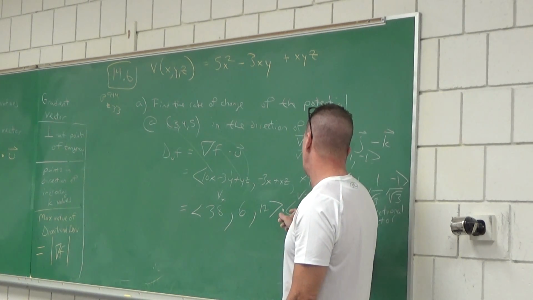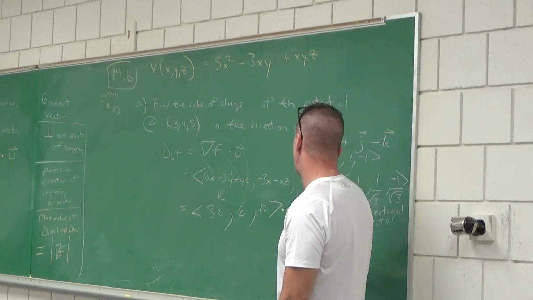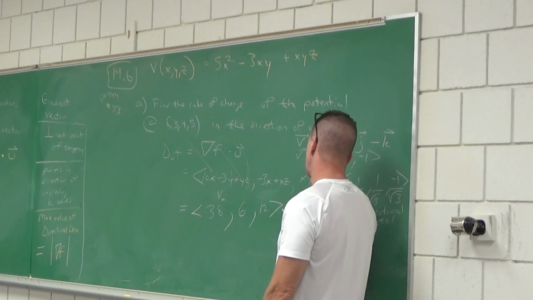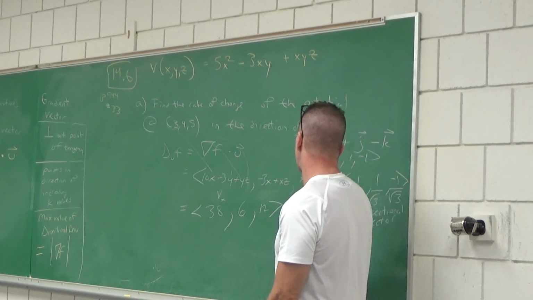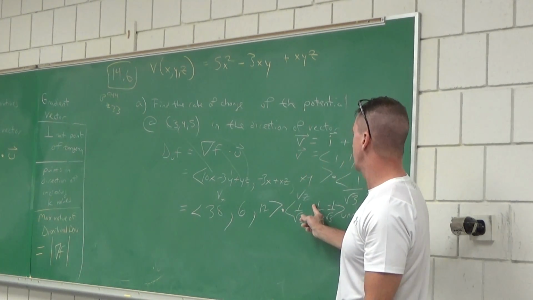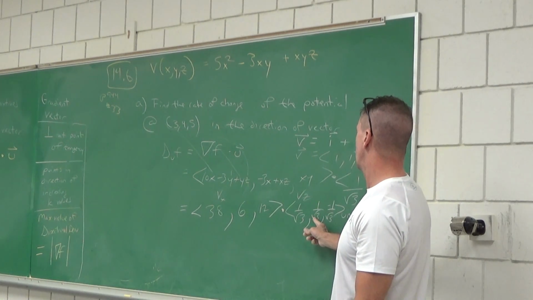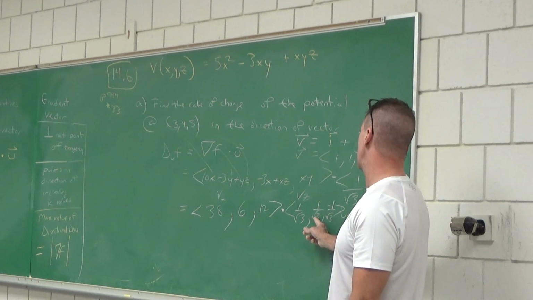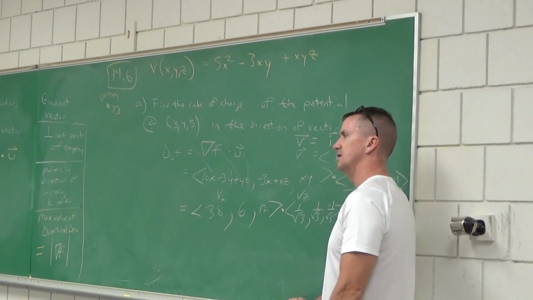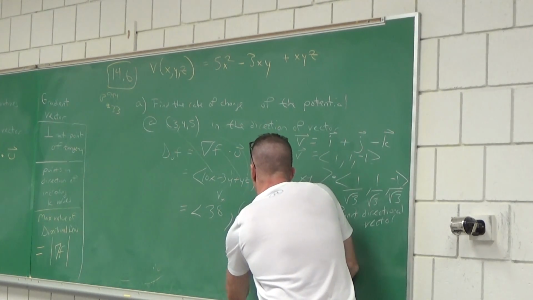I get 42 minus 12 over root 3. So 38 plus 6 would be 44 over root 3, minus 12 over root 3 gives me 32 over root 3.